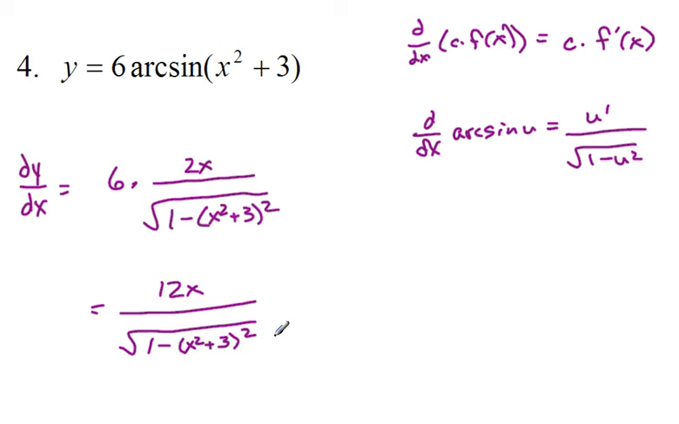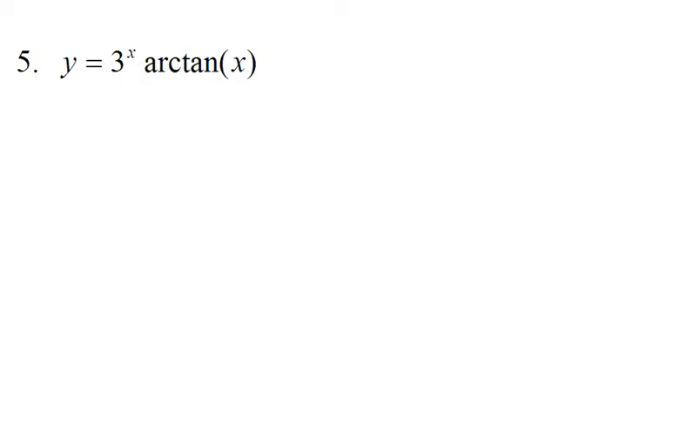This is a perfectly fine answer. All right, number 5, even though there's no dot there, you should recognize that I have a function times a function. This is a product rule problem. So the biggest problem with product rule is recognizing that's what it is. But I've got 3 to the x, I've got arctan x, they're being multiplied. It's a product rule situation.